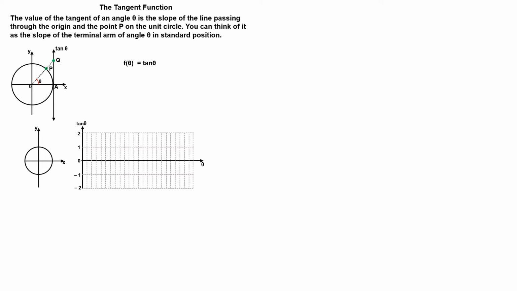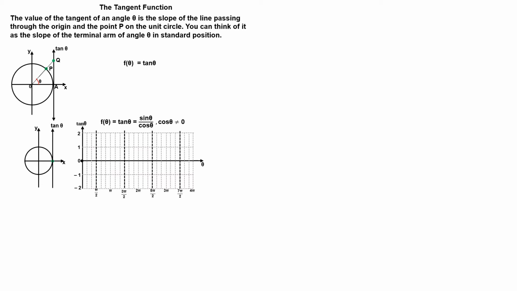Recall that tangent of theta equals sine of theta divided by cosine of theta. Whenever cosine of theta has a value of 0, the tangent function is undefined. Vertical asymptotes are vertical lines which correspond to the zeros of the denominator of a rational function. Therefore, the tangent function has a vertical asymptote whenever cosine of theta is 0. To get the graph of the tangent function, we plot points as we did for the sine and cosine functions.